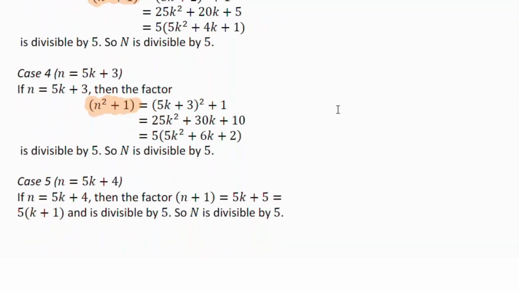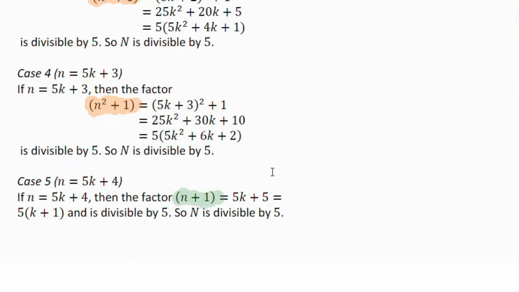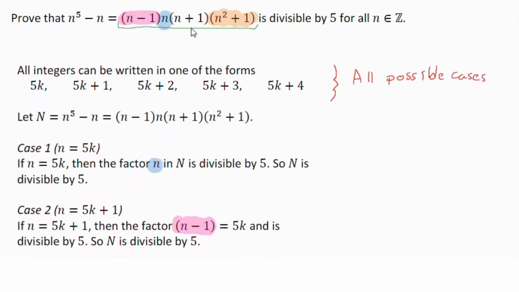And then the final case, case 5, is when n is equal to 5k plus 4. And in this case, if n is equal to 5k plus 4, then n plus 1 is equal to 5k plus 5, which is a multiple of 5. So in this case, the whole thing must be a multiple of 5 because n plus 1 is a multiple of 5. And if we go all the way back up here, in this case it's this one here that's going to be a multiple of 5.